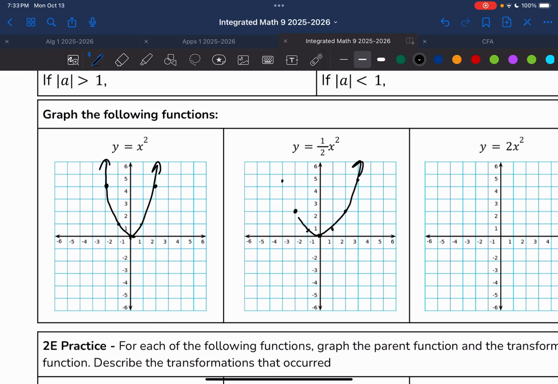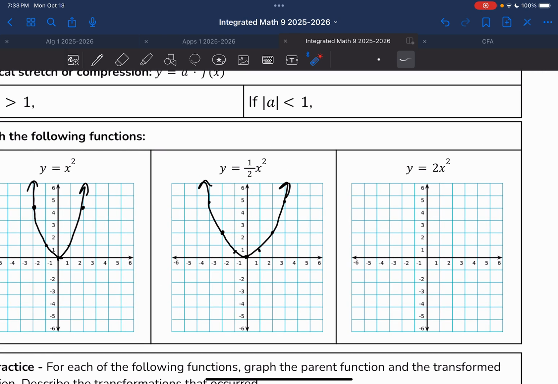And so what we've basically done is we've taken our parent function and we've squashed it down so that it is less steep. If we multiply it by 2, we're going to have the opposite effect. We're going to make it more steep. So what used to be 1, 1 is now going to become 1, 2, and its pair is going to go there. And what used to be 2, 4 is now 2, 8, so we're already off the graph. So we multiply it by 2, that makes it even steeper.